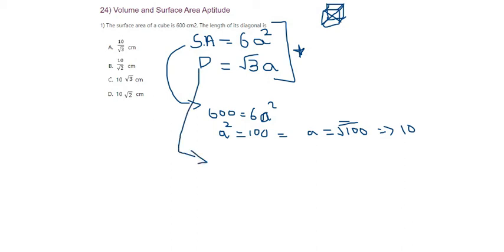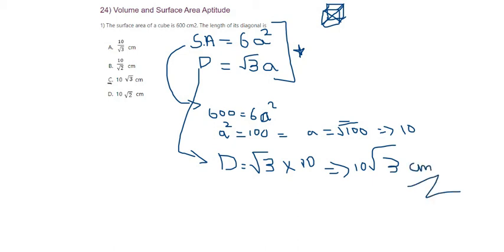Now using the diagonal formula, the length of a diagonal of a cube is root 3a. So diagonal of a cube is equal to root 3 into 10, which is nothing but 10 root 3. It's there in your options, which is option C. 10 root 3 centimeter, because you're not converting in any way. So your option C. Let's go to the next question.